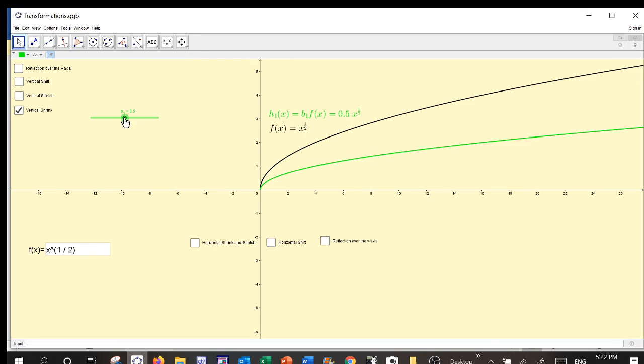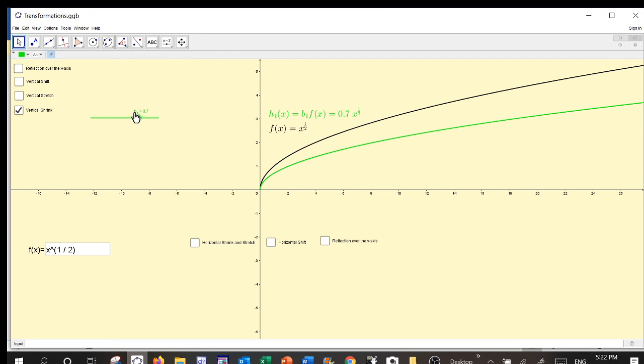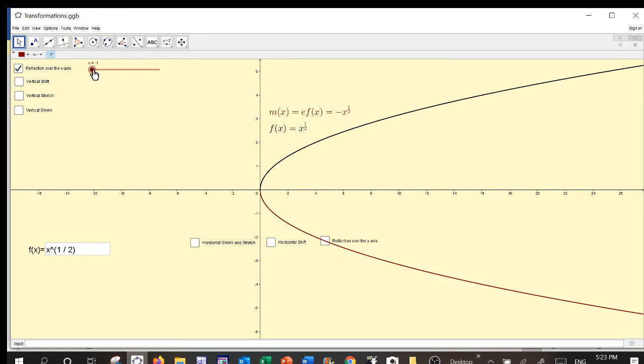All right, so what about vertical shrink? Well, the same kind of idea. Vertical shrink, if it's 1, doesn't change anything. But if I multiply it by a fraction, let's say 0.7, then all of these points will be multiplied by 0.7, right? And you get this green one. All right, what about reflection? Well, if I multiply the right-hand side by -1, like that, then all these y coordinates will be negative. So you get a graph like this, right?